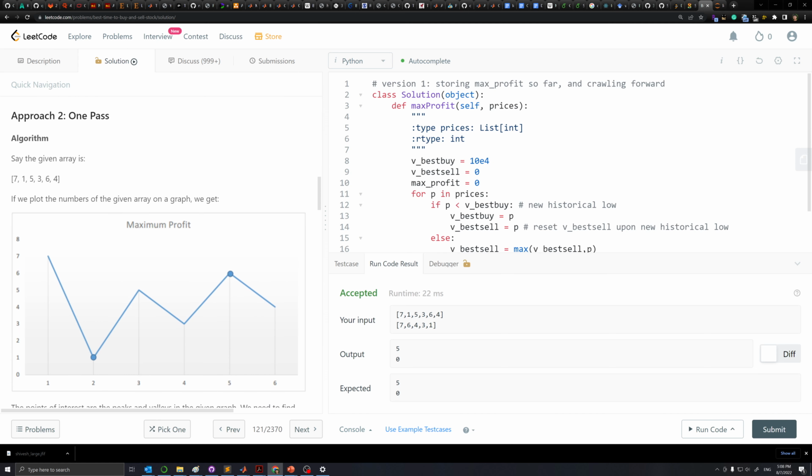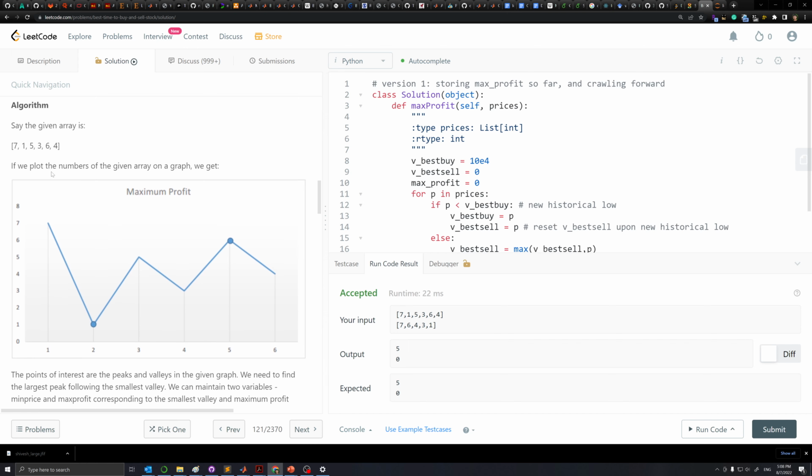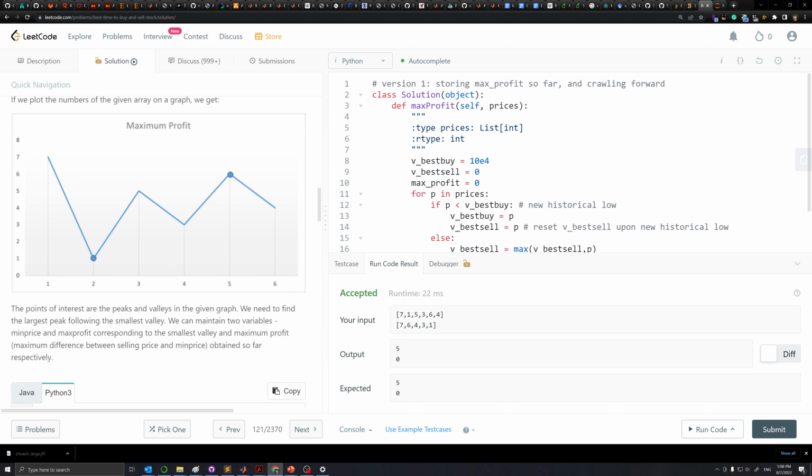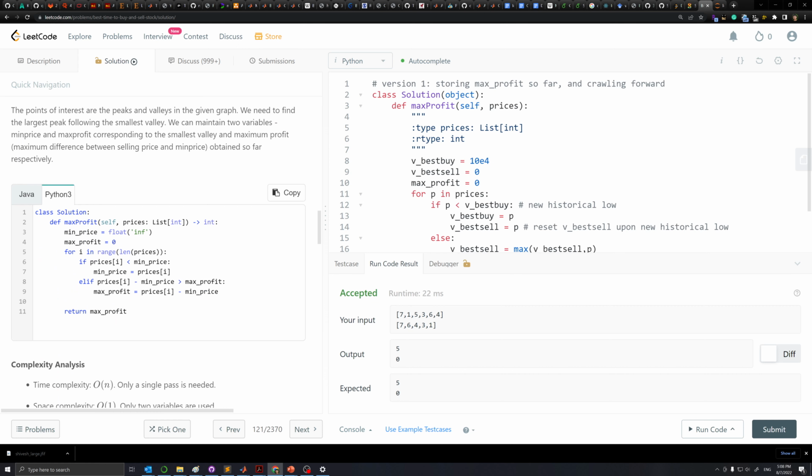One pass. What is one pass? See, the array is like that. If we plot the numbers of the given array on a graph, we get this. The points of interest are the peaks and the valleys in the given graph. We need to find the largest peak followed by the smallest valley. Following the smallest valley, we can maintain two variables, min price and max profit, corresponding to the smallest valley and maximum profit obtained so far repeatedly.